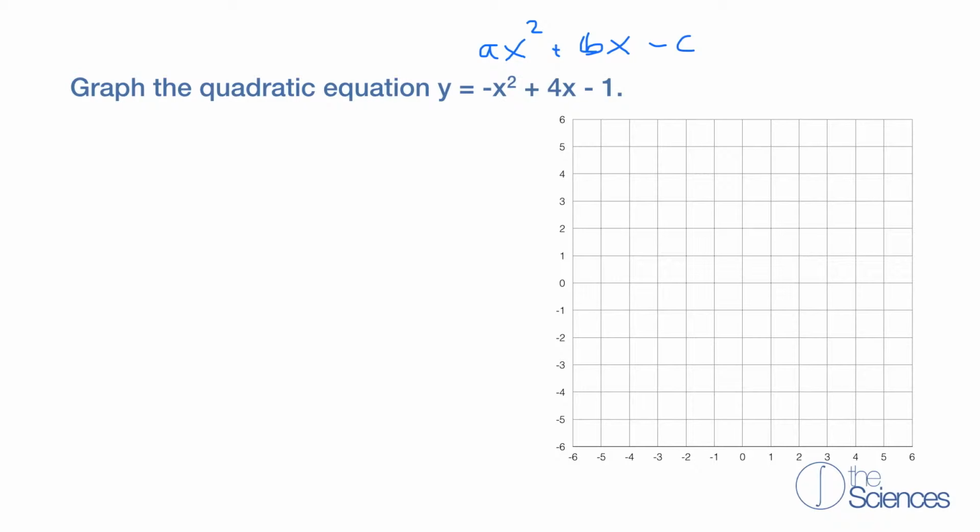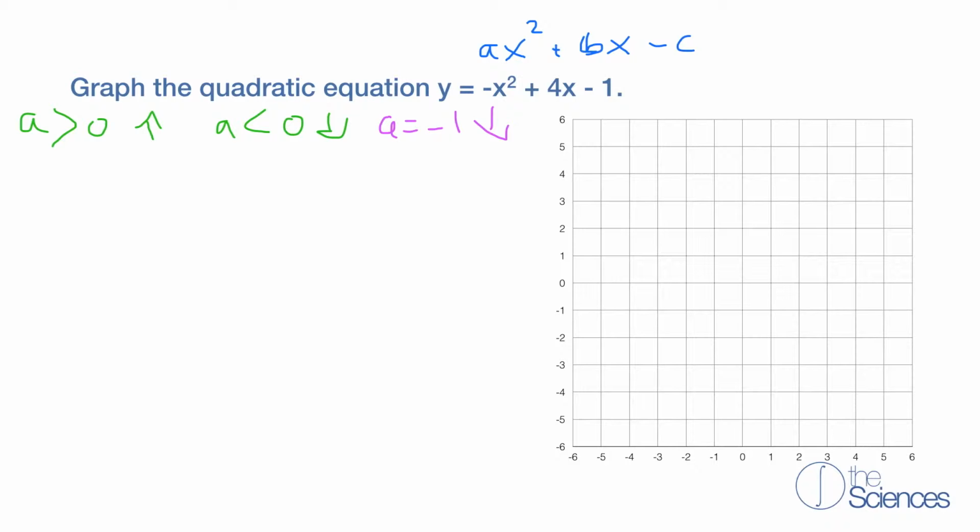downward. So the way we do this is by looking at a. If a is greater than 0, it opens upward, and if a is less than 0, it opens downward. Well, our a is equal to negative 1, so this means it opens downward.